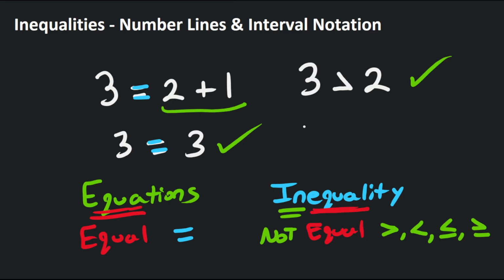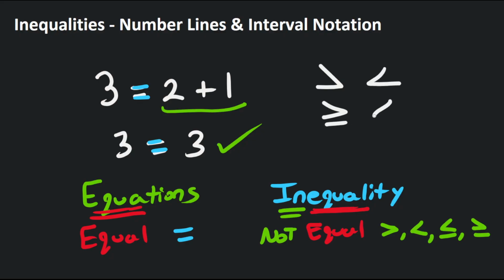Now, can I write 2 is greater than 3? Well, I can't. 2 is not greater than 3. 3 is bigger than 2, so this doesn't work. So this inequality right here is invalid. That's not true. So just to go over the inequality symbols again, we have greater than, less than, greater than or equal to, and less than or equal to. So what do these mean? Greater than or equal to and less than or equal to.